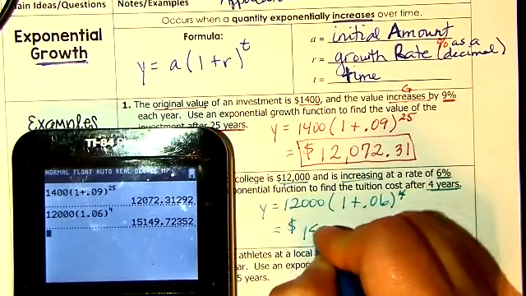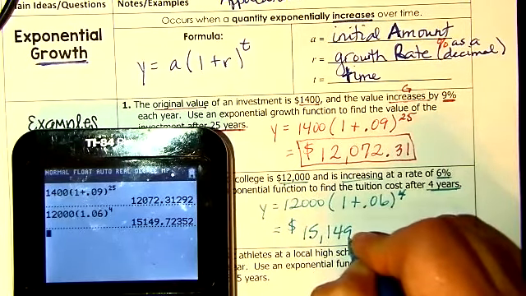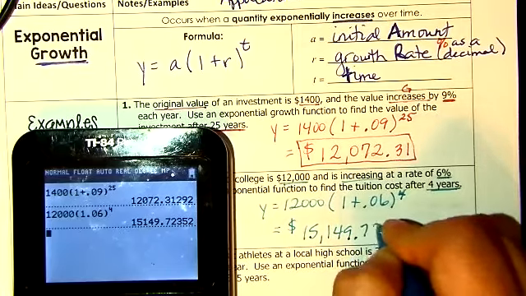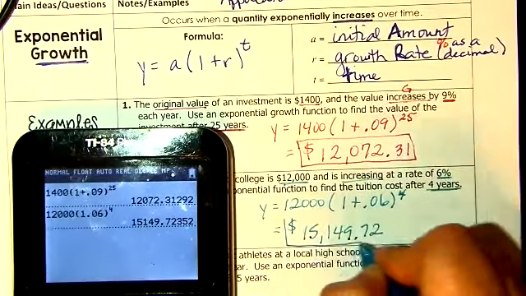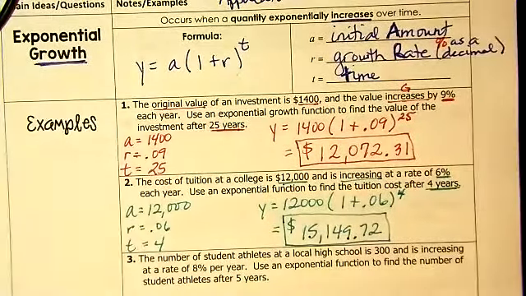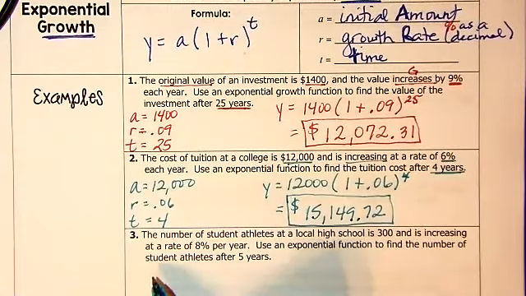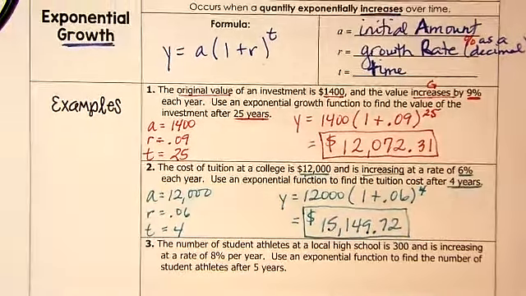So we have 1, 5. Most of the time we do deal with money. 149.72. When it's not money, you have to think about what your answer is going to be. Like for instance, in number 3, use the exponential function to find the number of student athletes. So therefore my answer, instead of having the money symbol, we'd be talking about student athletes, the number of student athletes.